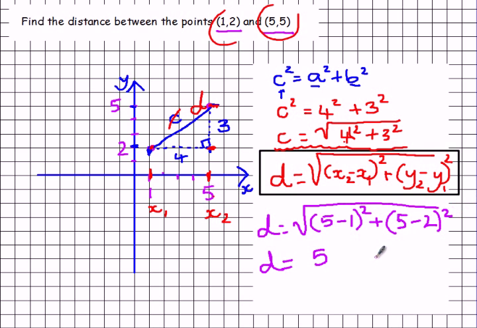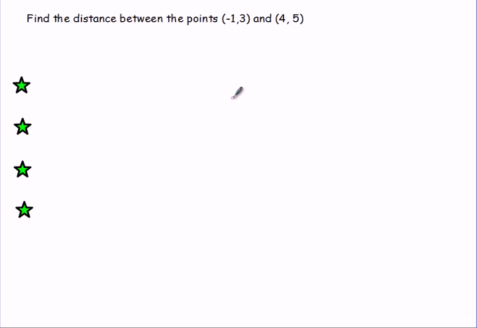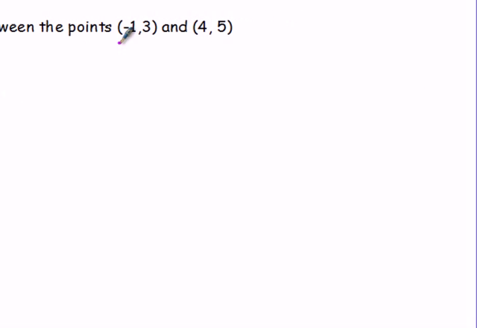Now let's try another example, but this time I'm just going to use our formula. I'm not even going to worry about a graph. So over on our next page, find the distance between the points -1, 3 and 4, 5.